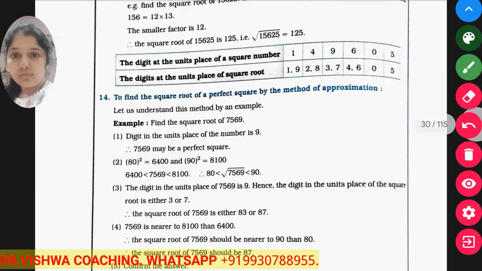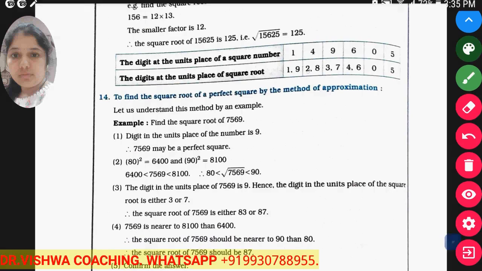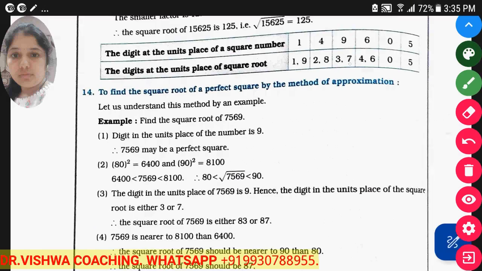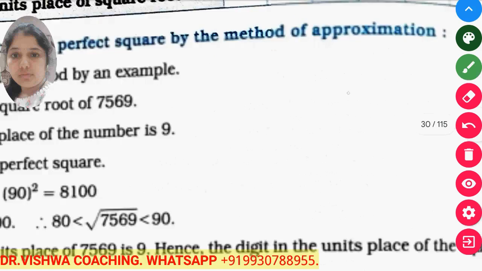Now see the digit at the unit place of the square number. If it is 1, the digit at the unit place of the square root may be 1 or 9, because 81 is the square of 9, which also has 1 at the unit place. If 4 is at the unit place, the number may be 2 or 8. If 9 is at the unit place, the unit place number may be 3 or 7.